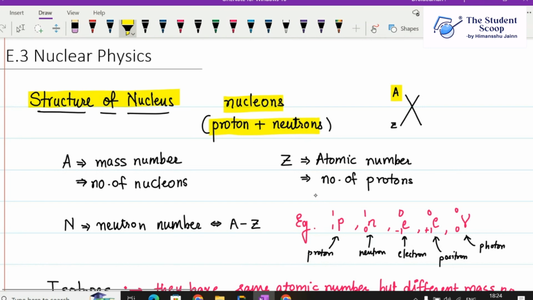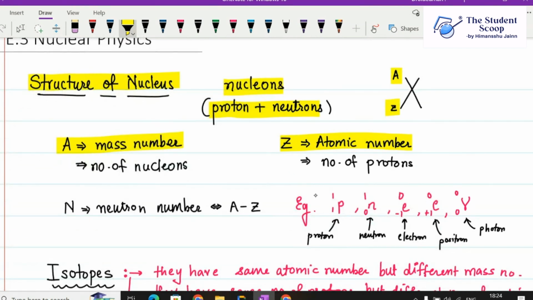If we have known the symbol, there's A and Z. A represents the mass number, that is the number of nucleons, and Z represents the atomic number. This is something that we know. We can also talk about the neutron number, that is A minus Z. And then there are examples of how we can write this.